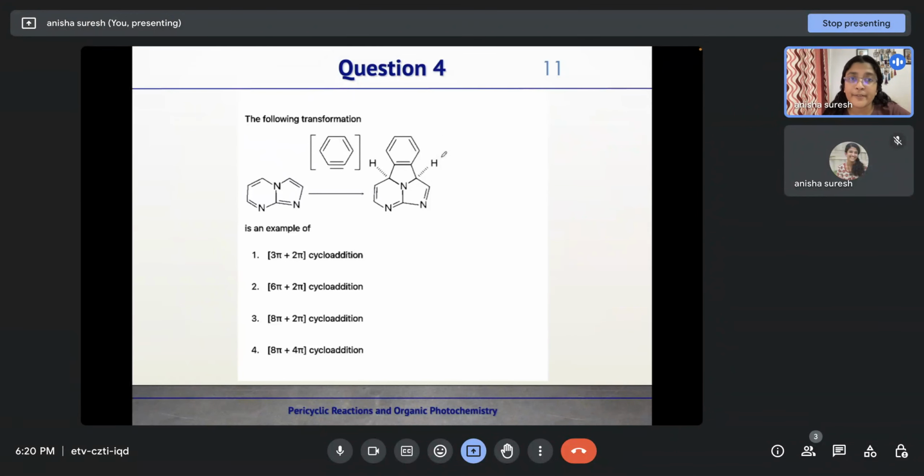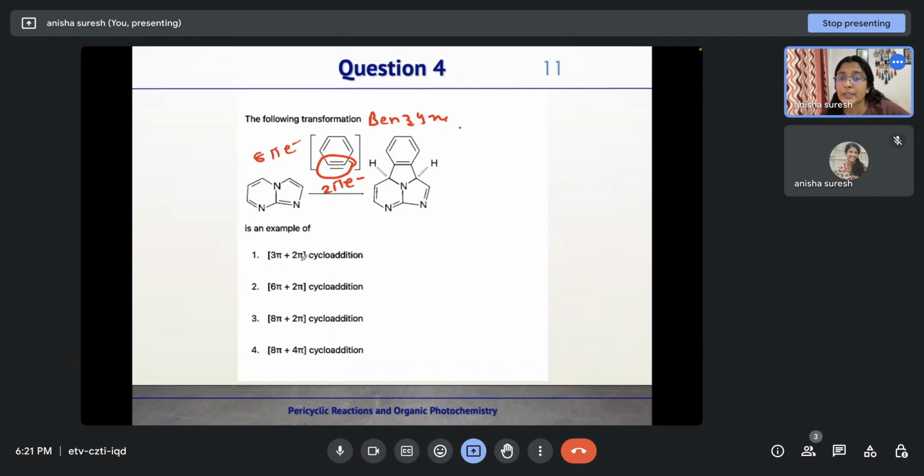Now coming to question number 4. This is a question based on cycloaddition of higher electron systems. For the following transformation, this is a 1, 2, 3, 4, 8 pi electron system, and this is the dienophile that will be acting here, that is the benzyne. So this is a 2 pi electron system. These two will react giving this product. They are asking what type of cycloaddition reaction this is.